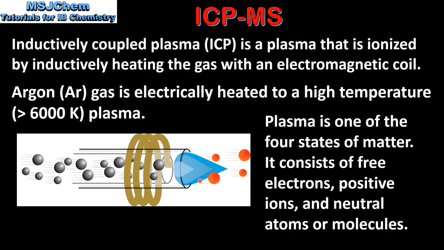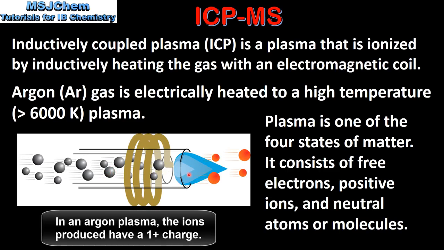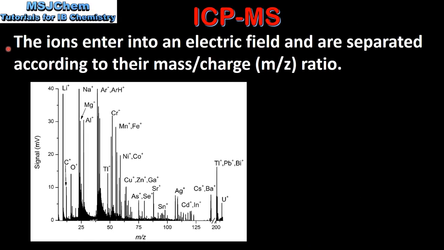In this diagram, the blue flame is the inductively coupled plasma. The sample to be analyzed passes through the inductively coupled plasma. Due to the high temperature of the inductively coupled plasma, the sample is ionized. Next, the ions enter into an electric field and are separated according to their mass-to-charge ratio.